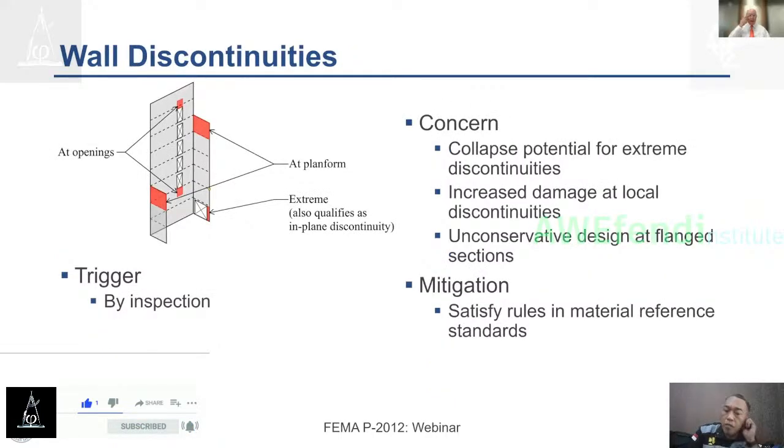And then wall discontinuities are not addressed in ASCE 7, but various aspects are addressed in ACI 318. The concern is that at those discontinuities, we could get increased damage, and maybe in some cases, as you see at the bottom, with a really big opening, there could even be collapse. I'll note that that also qualifies as an in-plane discontinuity.